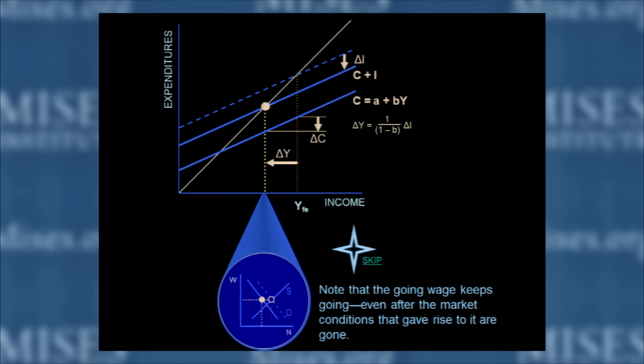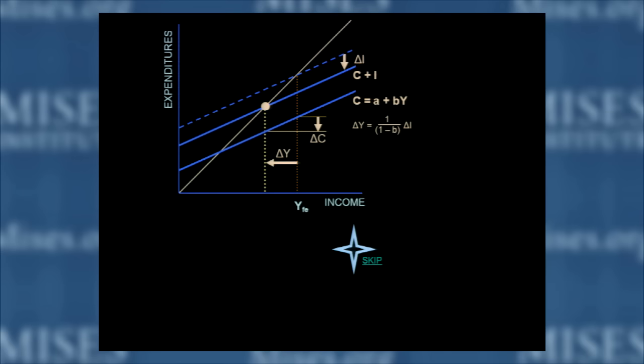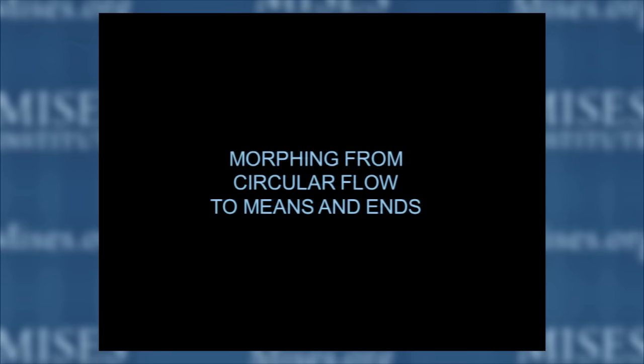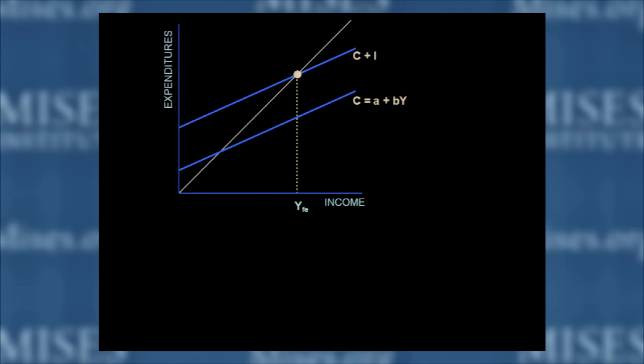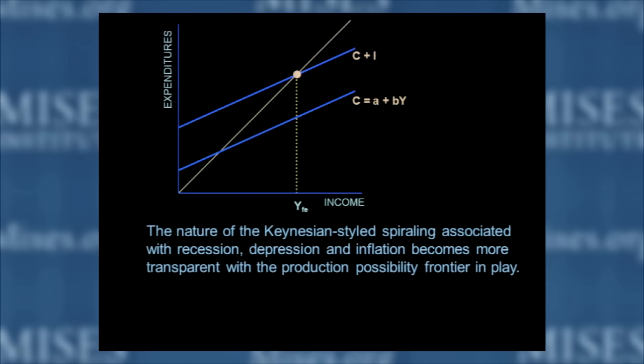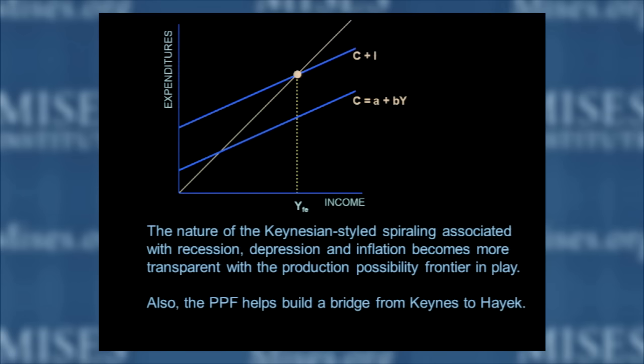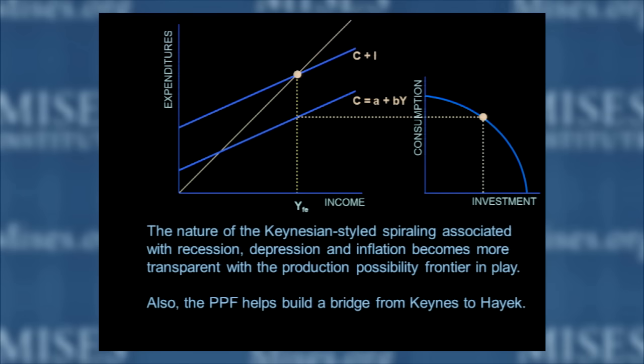Now I'm going to skip over one part just because it's redundant, at least for our purposes. So I'm going to do some morphing from a circular flow to a means-ends framework, starting from the Keynesian view. The nature of the Keynesian-style spiraling associated with recession, depression, and inflation becomes more transparent when the production possibilities frontier is in play. And it's me, of course, that's putting it in play, not Keynes. There it is. All right.